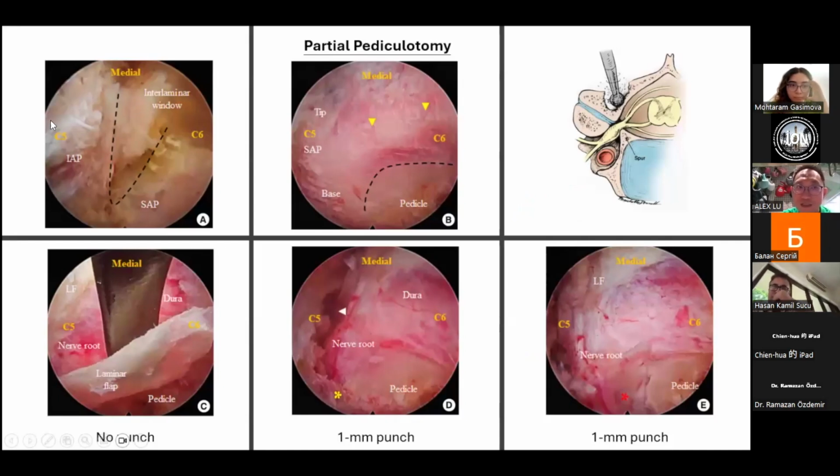As you can see, this is C5, this is C6, so this is cranial, this is caudal, and this is the V point where we start the PECF, and this is the shingling IAP. I will remove the IAP using the burr, showing this is the pedicle and this is the SAP. And I will go along this line to break the SAP and take the whole piece of SAP away.